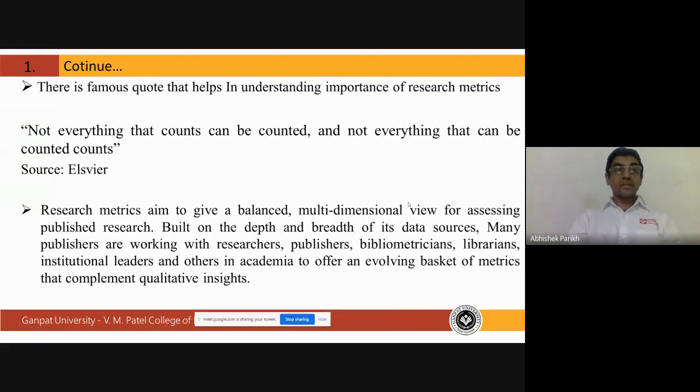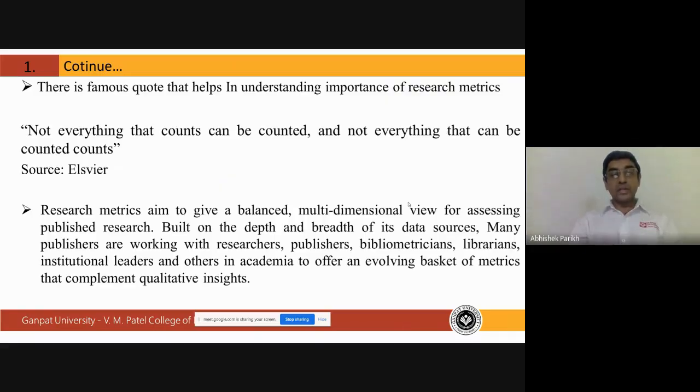Let me start with one famous quote: "Not everything that counts can be counted, and not everything that can be counted counts." This quote is taken from the Elsevier book, which is the Research Metrics Guidebook. In Google, you can type and search "research metrics guidebook", and you will get the first PDF book, which helps you to understand research metrics in more detail.